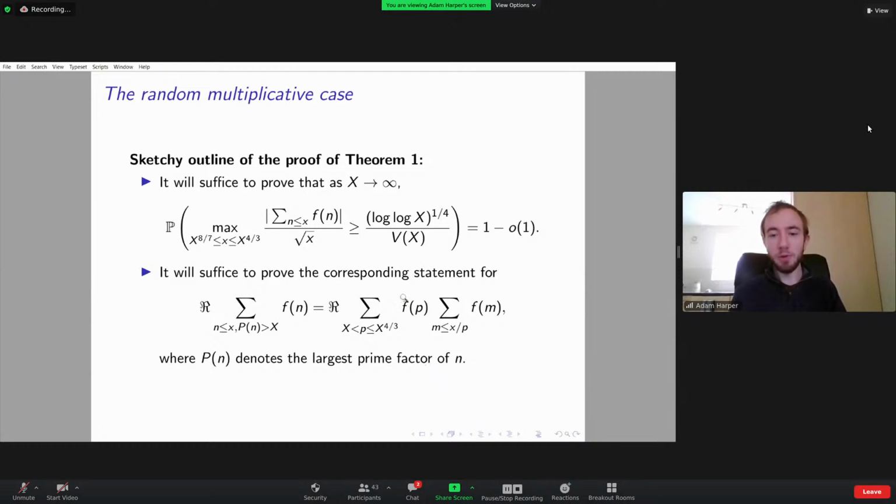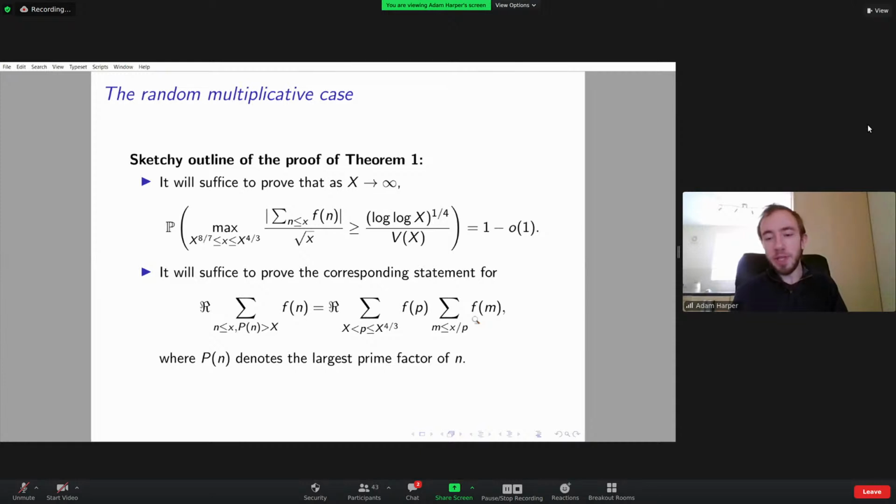But if you look at this, we have these independent random variables f of p, and we have these sums of f of m. The primes that occur here are all very big, and the numbers m in these inner sums are all relatively small, because they're little x divided by these large values of p. So there isn't actually any overlap between the f of p's that occur here and the f of p's involved in these inner sums. So these coefficients f of p are independent of all these inner sums.